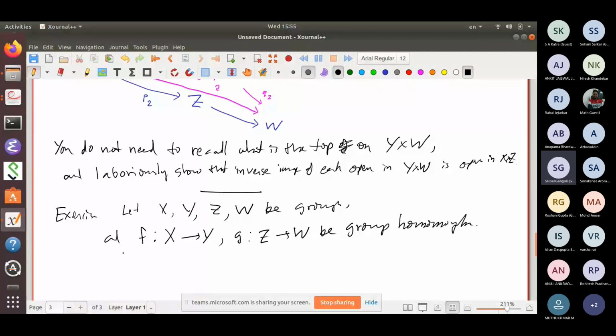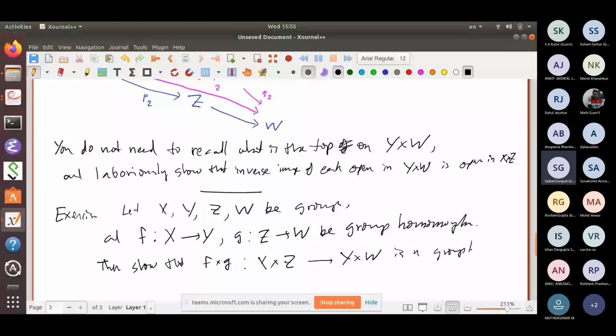Then show that F cross G, X cross Z to Y cross W, is a group homomorphism. Now you may think that this exercise looks like this exercise.